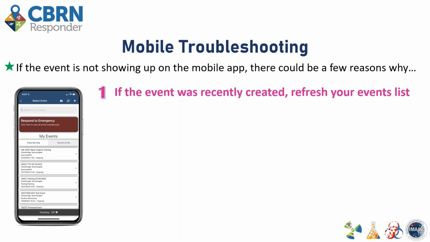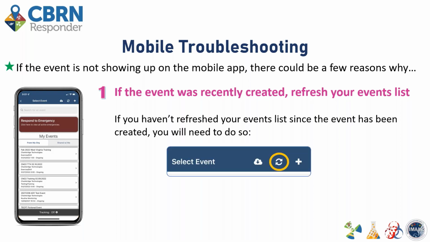On the mobile application, if someone is not seeing the event, there could be a few reasons why. One is that if the event was recently created, they may need to refresh their events list. The reason you have to do this manually is that since the CBRNResponder mobile application can be utilized offline, we don't automatically refresh or resync, because if you are in an offline environment, your app could get stuck in this refresh or resync mode. So if you've had your mobile app open while the event was being created, you very well may need to refresh your events list in order for it to show up.